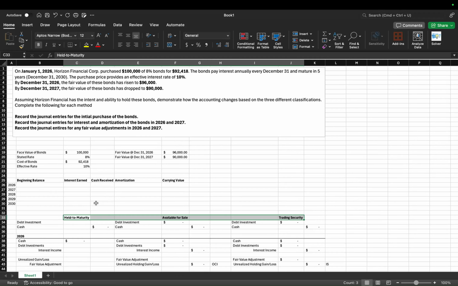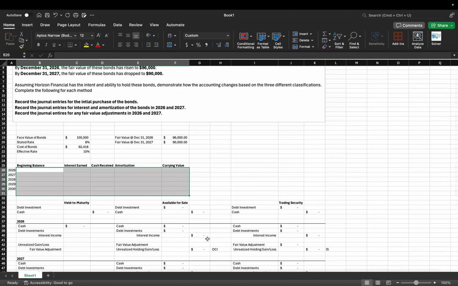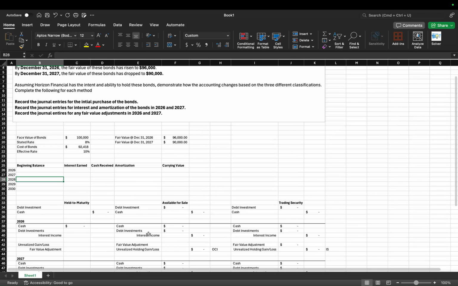Essentially we're going to be comparing how certain things change across the three methods for debt investments. Before we do that, I am going to make a quick amortization schedule just to visualize how the journal entries we do down here relate to the schedule. You'll see some similar numbers pop up.